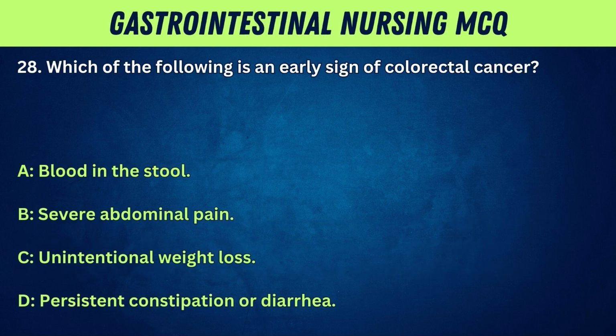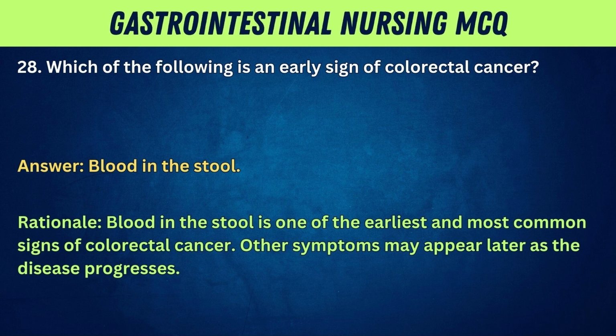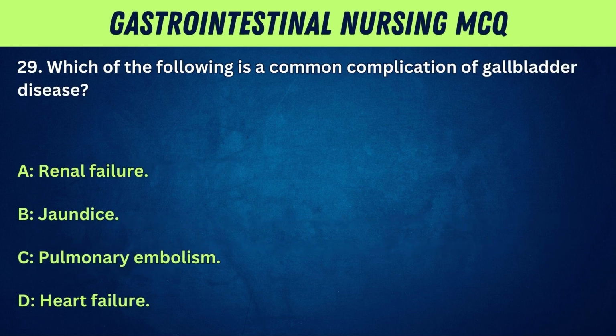28. Which of the following is an early sign of colorectal cancer? A. Blood in the stool. B. Severe abdominal pain. C. Unintentional weight loss. D. Persistent constipation or diarrhea. Answer: blood in the stool. Rationale: blood in the stool is one of the earliest and most common signs of colorectal cancer. Other symptoms may appear later as the disease progresses.